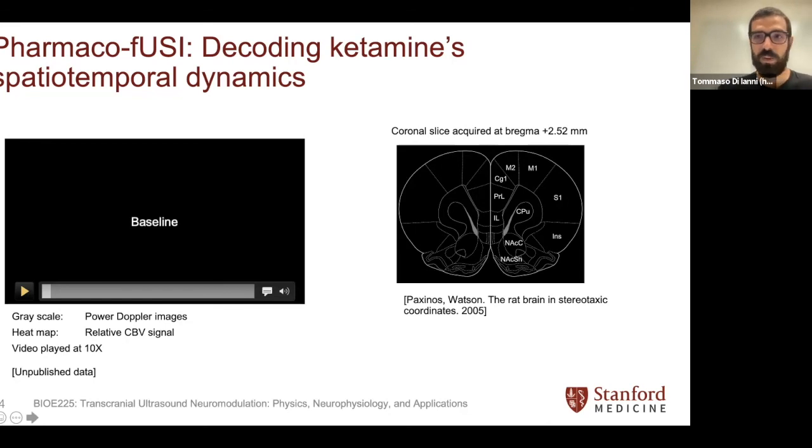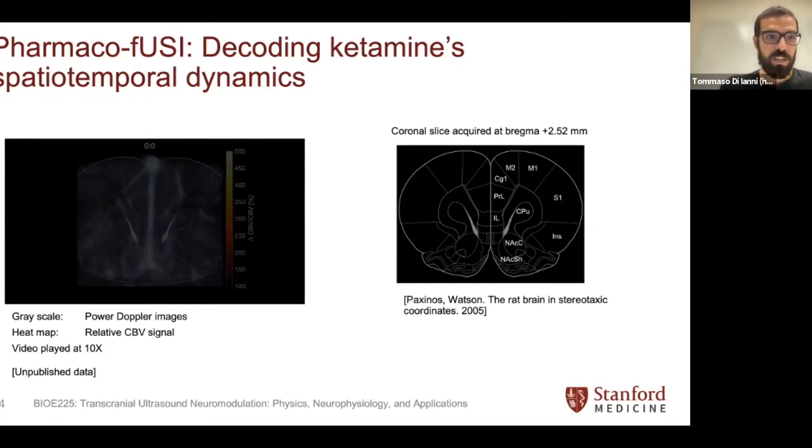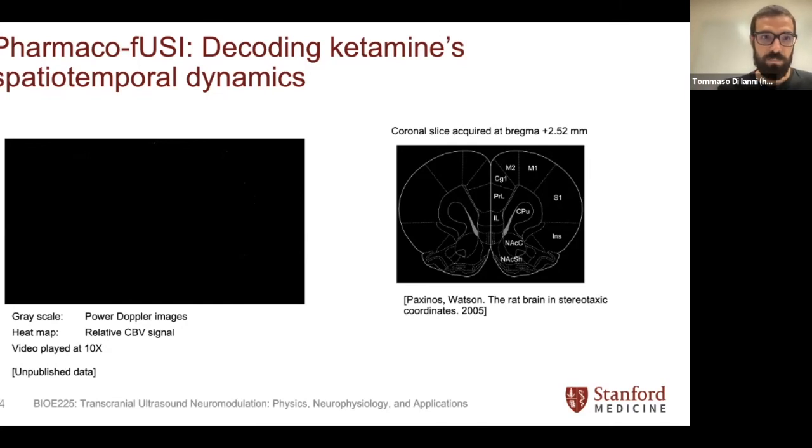This is with 10 milligrams per kilo of body weight of ketamine. So this is baseline. Nothing is happening, as we would expect. So the heat map is the CBV signal, by the way. And now we're injecting ketamine. We are giving 10 mg per kg intravenously.